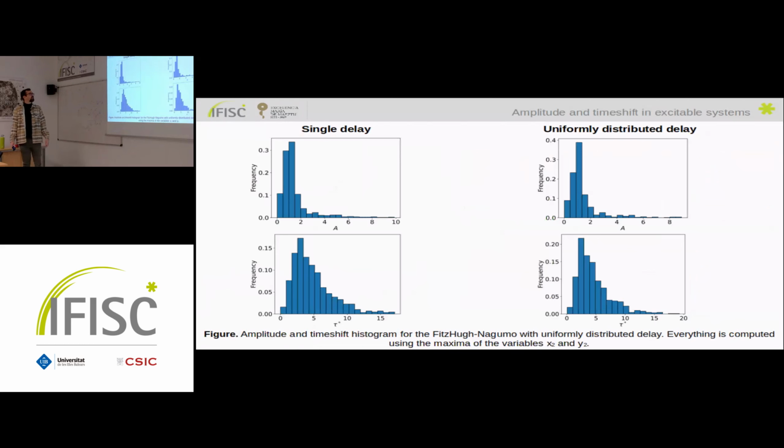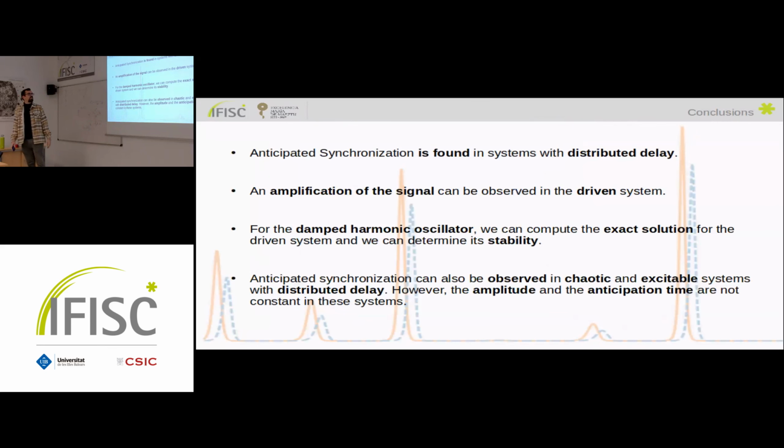So again, we can compute the amplitude and the time shift for the maxima of the second variable, which is the clean variable, the variable in which we don't have a noise. And of course, now in the single delay case, there is also some variability in the time shift and in the amplitude since we have a stochastic forcing. But you can see that in the case of some uniformly distributed delay, we also got more or less equivalent results for this amplitude and for this time shift. And this was all I want to mention.